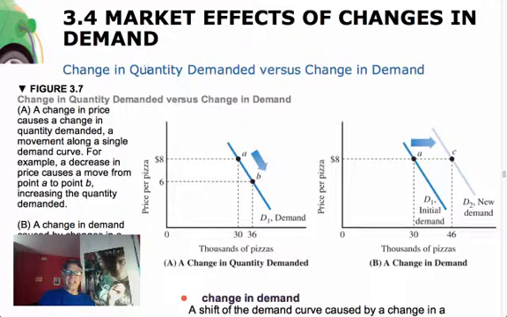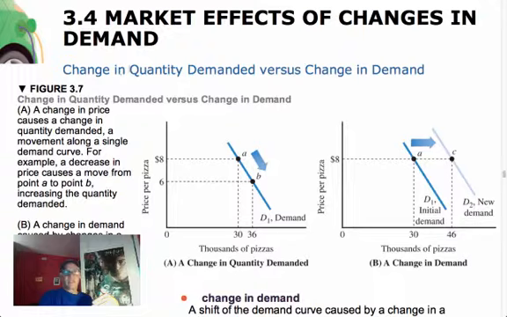This is a little semantic thing here. It's the change in quantity demanded versus the change in demand. It's kind of a simple thing. If you see change in quantity demanded, that's going from A to B on the one on the left, somewhere along the demand curve. The demand doesn't change. If supply changes, the equilibrium price is going to change, and demand changes along the same demand curve from A to B.